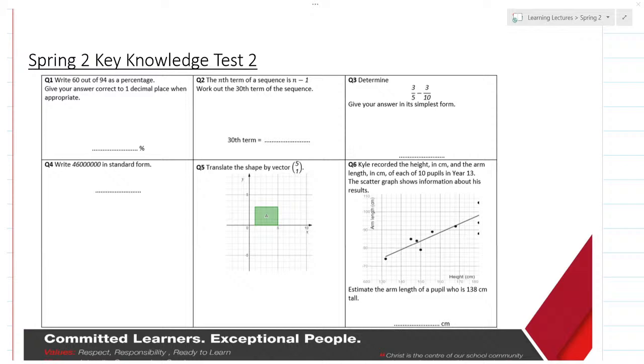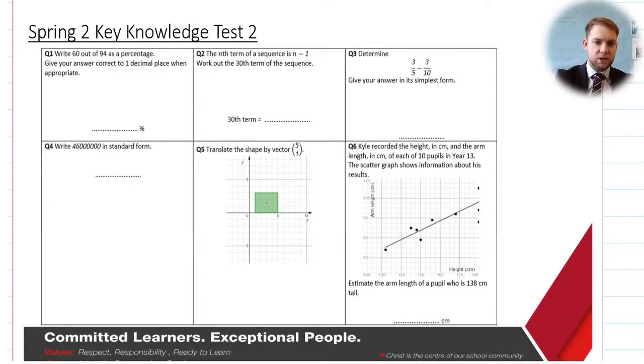Okay, let's have a little look at this together then. Alright, so I'll have a go at this first one. I'm going through all of these today, and then next week I'll put the answers up. So if I'm writing something as a percentage, the first thing that I need to do is write it as a fraction first.